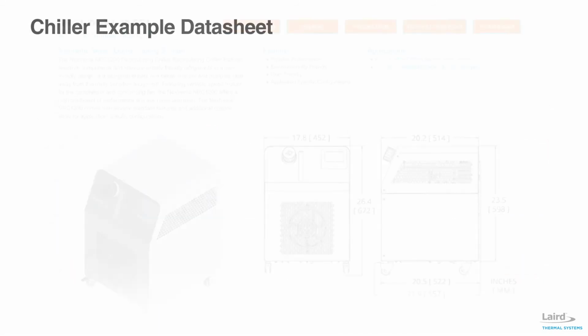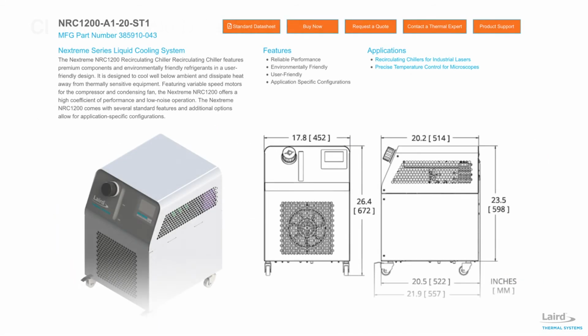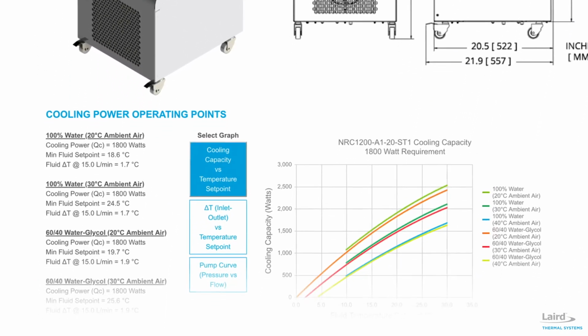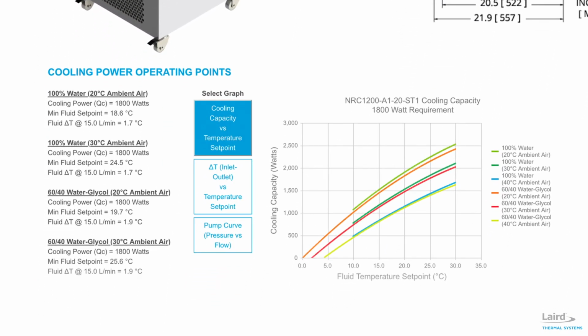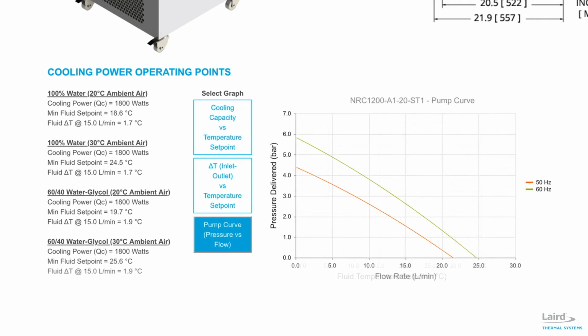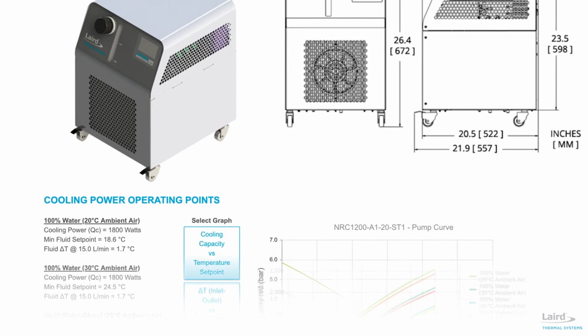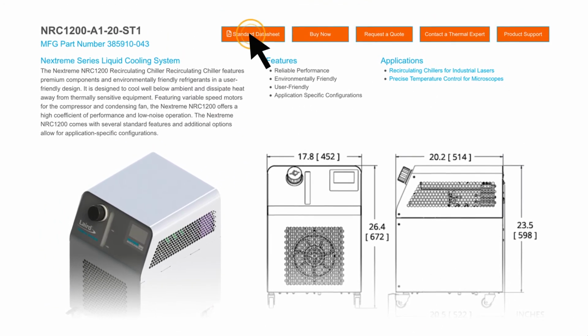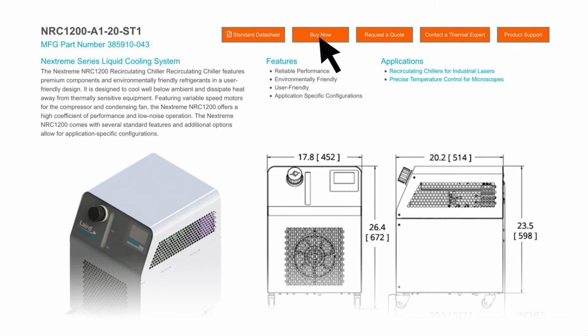This takes us to the NRC 1200 datasheet, where we can see if the mechanical layout of the unit fits our application. We can also check the cooling capacity on the ambient condition and selected temperature set point. The pump curve shows how pressure will impact the flow rate of the unit. At this point, you may download a PDF datasheet, check availability at one of our authorized distributors, or request a quote.